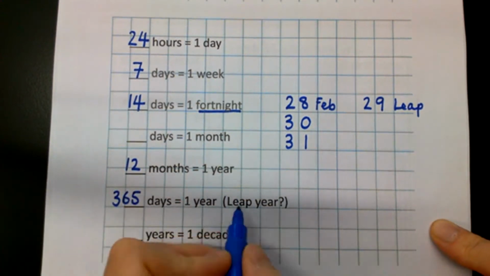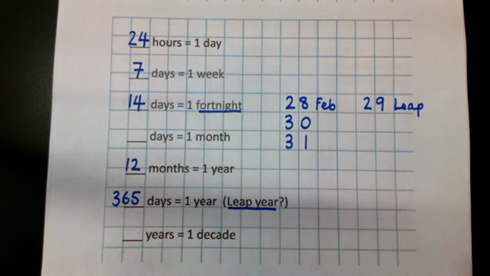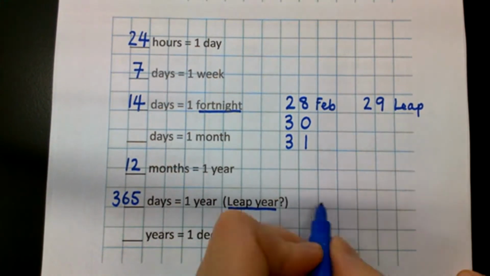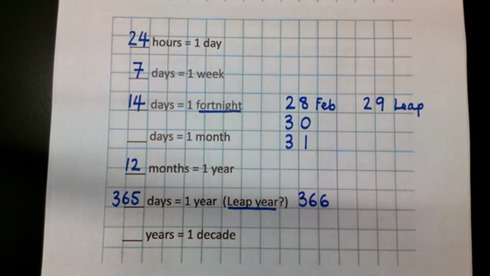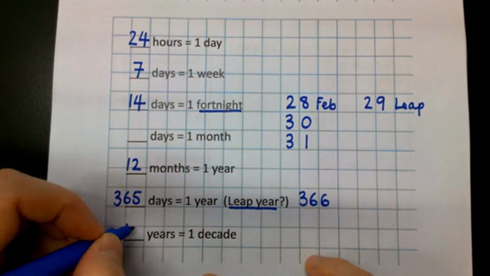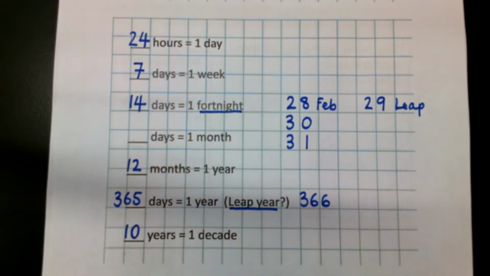365. How many days are there in a leap year though? Good, there's 1 more, so that would be 366 if we have a leap year. And how often does a leap year occur? Good, every 4 years. Great, how many years are there in 1 decade? If you know, tell me now. Good, yeah, 10 years. 10 years in 1 decade. Fantastic, year 5.